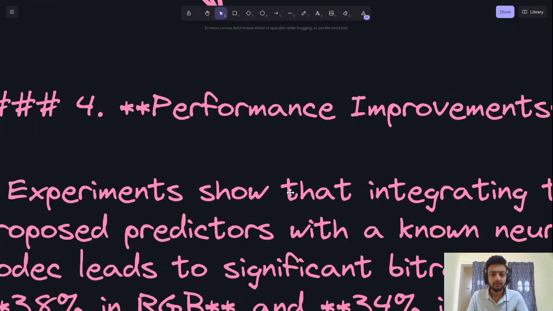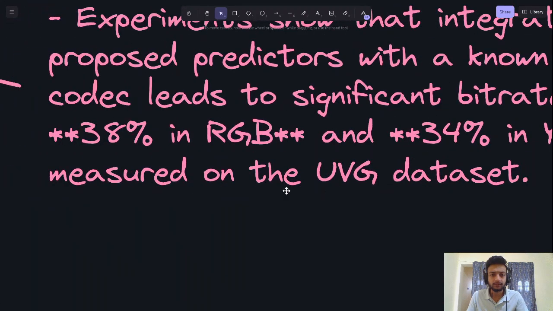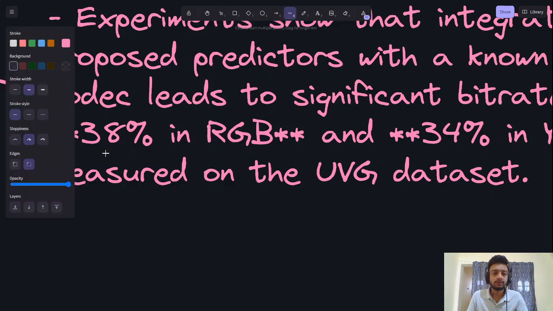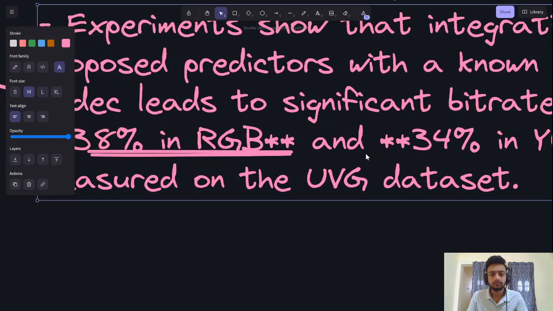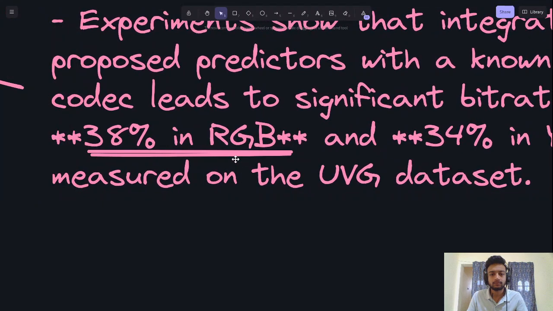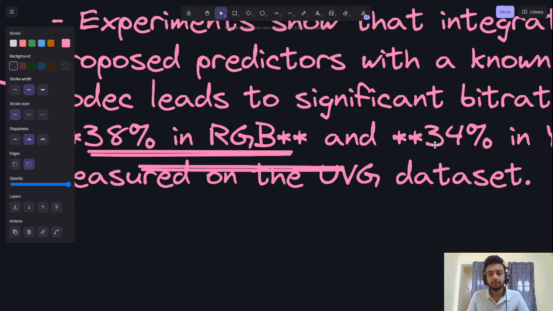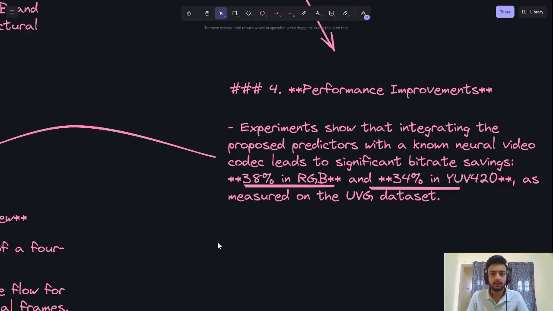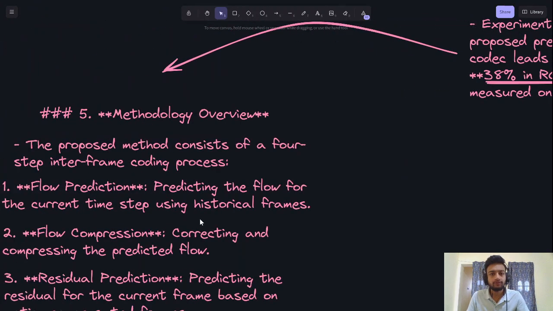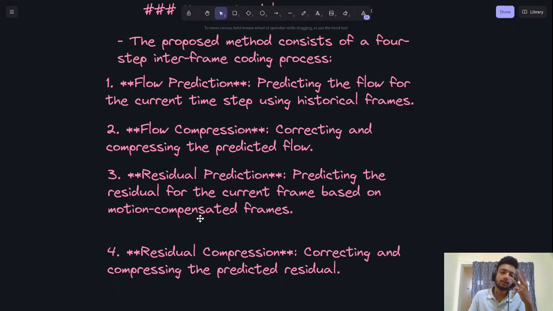Wait a second, where is it? So it can always do this and this. Easily, if we talk about this, these are the main keywords and highlights of the sequence. And again, the third was residual prediction. What is residual prediction? Predicting the residual for the current frame based on the motion compensated frame.